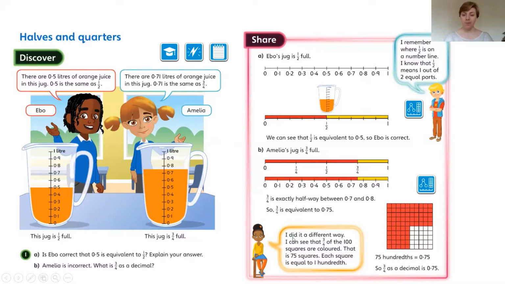0.75. Here we see the same number lines represented on a 100 square, and it's explained just here for you. I did it a different way. I can see that 3/4 of the 100 squares are coloured in, these ones here. Each one of those represents 1/100, and 75 of those squares have been coloured in. So this is 75 hundredths. Now we know that's the same as 0.75, so 3/4 as a decimal is 0.75.